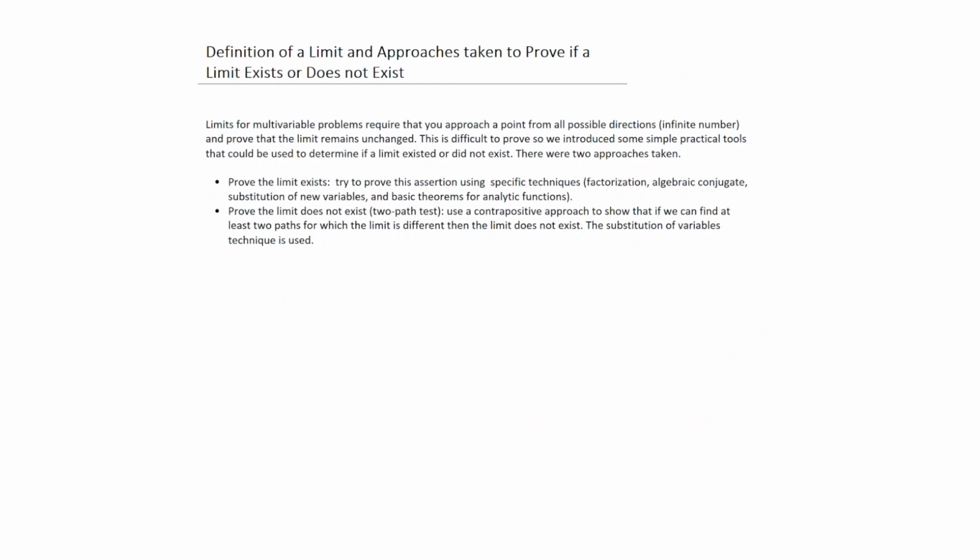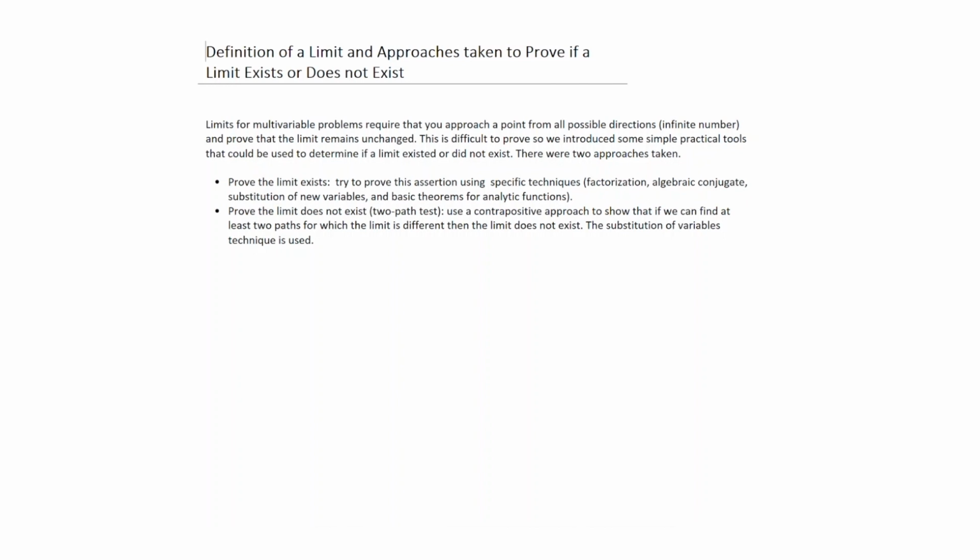Next thing we did was to look at limits in the multivariable case, but restricted ourselves to more or less two variables. And there were only two issues that came up. One was, how do you go about proving a limit exists or does not exist? There were basically a few techniques that we explored. If you want to prove the limit exists, then try to prove this assertion using specific techniques such as factorization, algebraic conjugate, substitution of new variables, and basic theorems for analytical functions. So that was basically our toolbox.